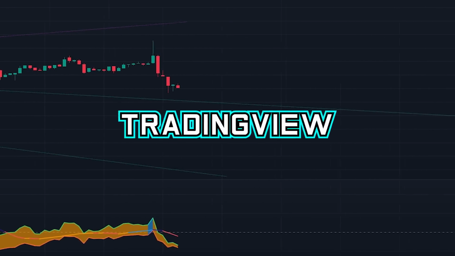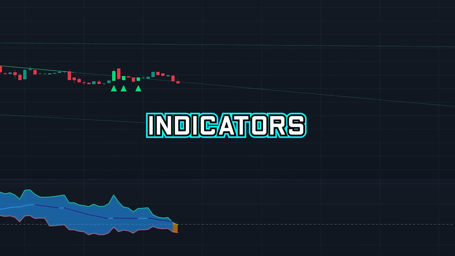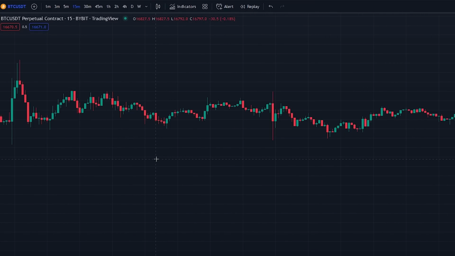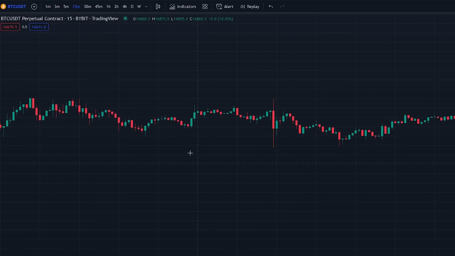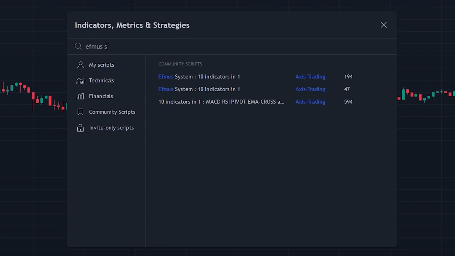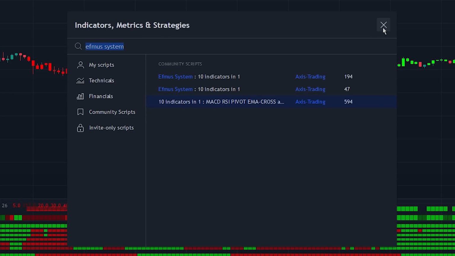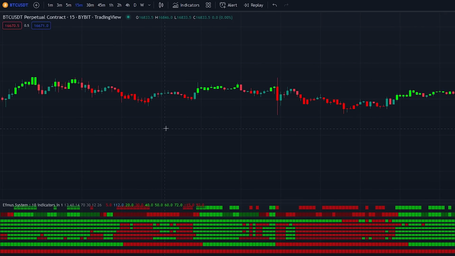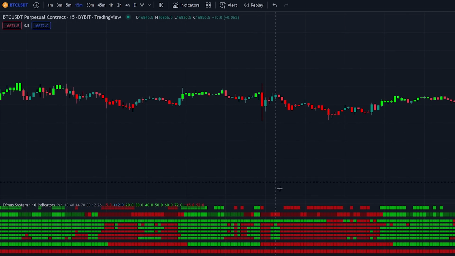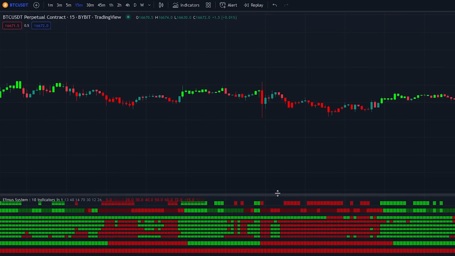Now let's head over to TradingView and take a look at these indicators. The first indicator we will be showcasing is the FMS System. Head over to the Indicator Search tab and search for the FMS System indicator. Select the 10-in-1 FMS indicator made by Axis Trading and add it to the chart. If you use many indicators to know what the trend of the market is, then that is no longer needed. This indicator combines many other indicators to show you a neat overview of what each indicator is showing.